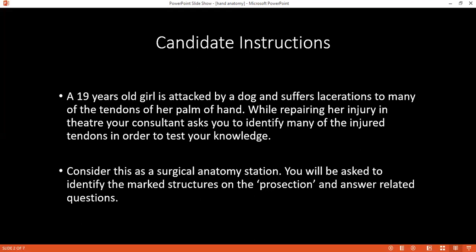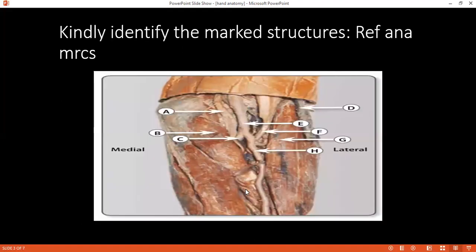Okay, so if you have read and understood, considering it a surgical anatomy station, can you please tell me what are you looking at? What kind of image is this? If you can identify the location, please. Okay. This is the cubital fossa. Very good. Right. In the cubital fossa, if you can identify the structures from A to H, what could A be?